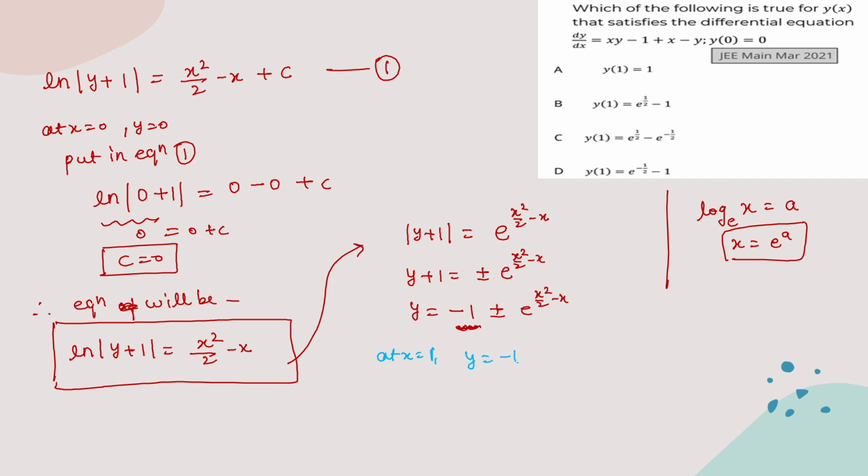So the y value will become minus 1 plus minus e to the power of 1 square by 2, that is 1 by 2, minus 1. So this will give you minus 1 plus minus e to the power minus 1 by 2. Okay, so two answers will be there. Either it is e to the power minus 1 by 2 plus 1, or it is e to the power minus 1 by 2 minus 1. And only one is matching, I guess. Okay, so D option. So you will write y at 1 is equal to e to the power minus 1 by 2 minus 1. This is the final answer.